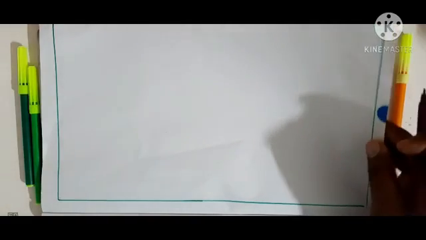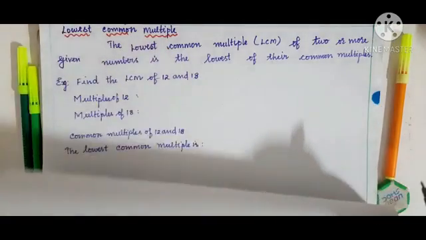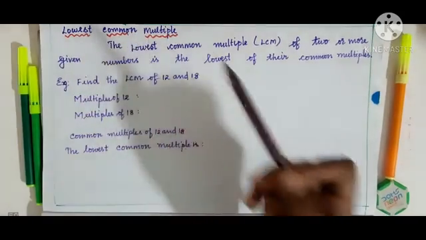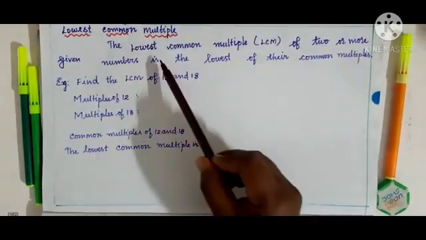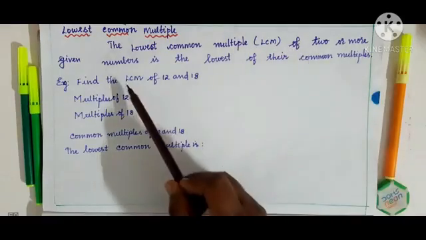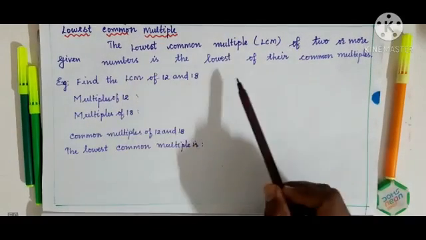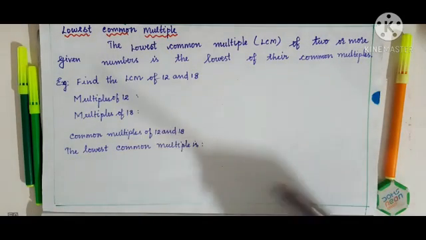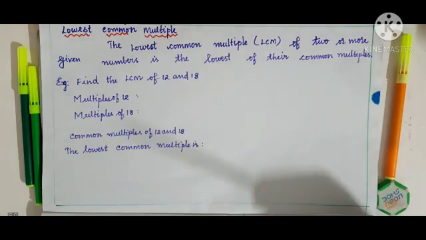In the previous class we were studying the highest common factor. Today we are going to see the lowest common multiple. The lowest common multiple, that is LCM, of two or more given numbers is the lowest of their common multiples. You would have studied this in the previous classes also.